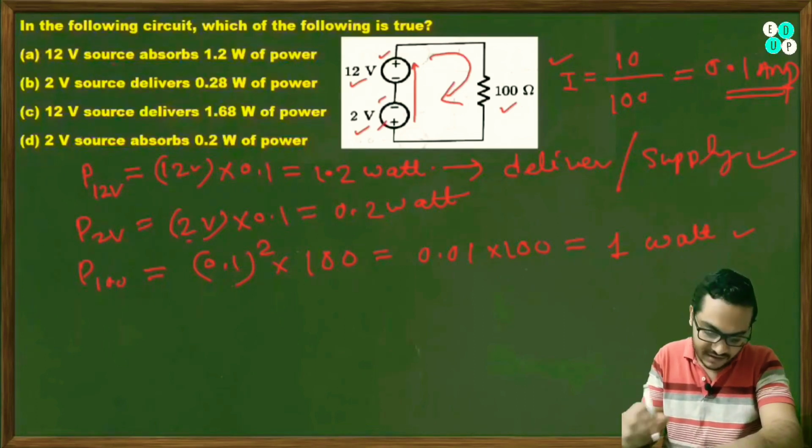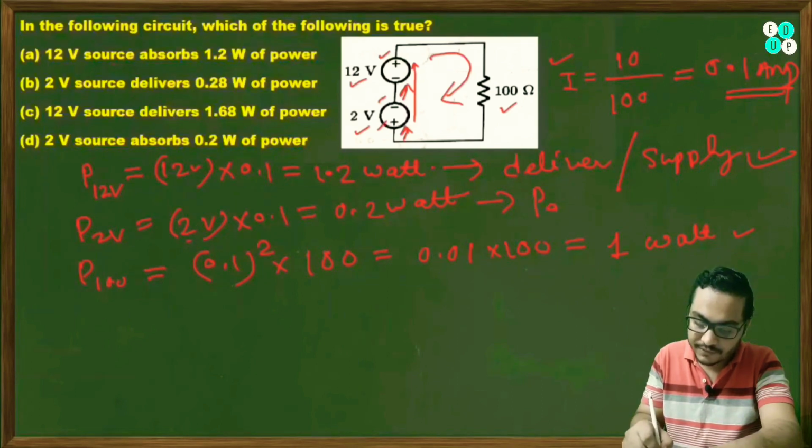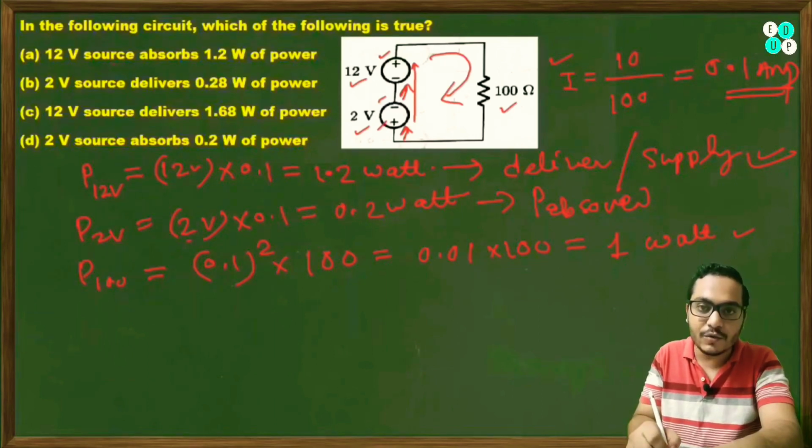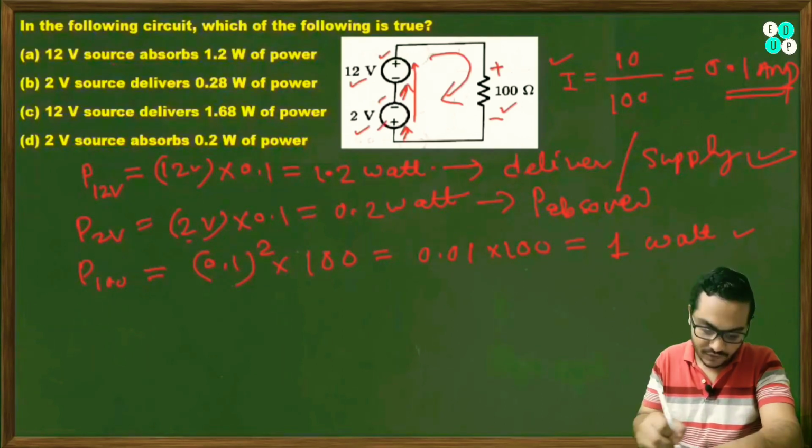Similarly for the 2 volt source, the current is entering the positive terminal and leaving from the negative terminal. So for this 2 volt source, the power is absorbed. And for this 100 ohm resistance, this is positive and this is negative. As it is a load, by default it will take power. So the 100 ohm resistance will absorb power.